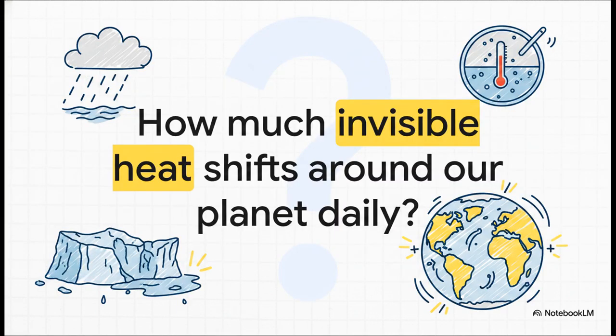Now, I want to leave you with a provocative thought here. Think about the incredible amount of energy we just tracked in a few tiny milliliters of water. If a small laboratory calorimeter captures this much hidden energy during a simple phase change, how much invisible heat is continuously shifting around our entire planet every single day? Every time a massive glacier melts or the surface of the ocean evaporates into a storm system, staggering amounts of invisible thermal energy are being absorbed and released.